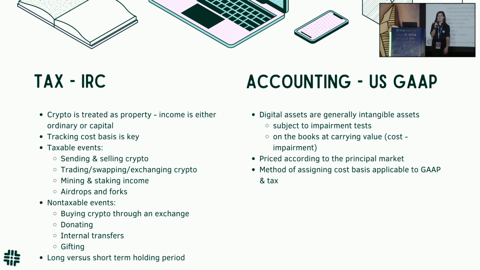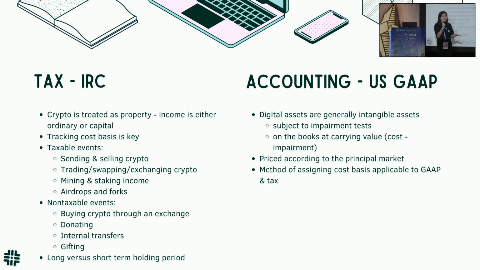I want to hop over to the accounting side real quick. Accounting rules are governed by US GAAP, which stands for Generally Accepted Accounting Principles. Basically, it's the rules that accountants have to follow, and this applies more to entities, like public companies in the US. Under US GAAP, digital assets are treated as intangible assets. Think of intellectual property, goodwill, any sort of branding. Basically, assets you can't really touch are intangible assets.